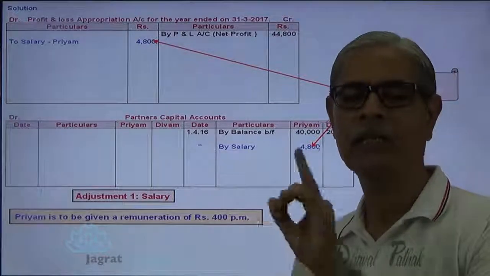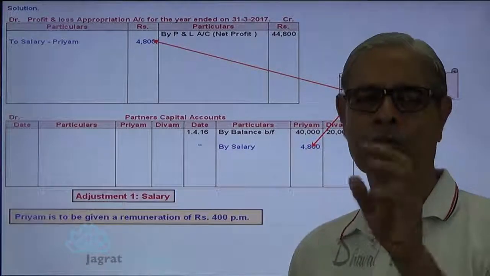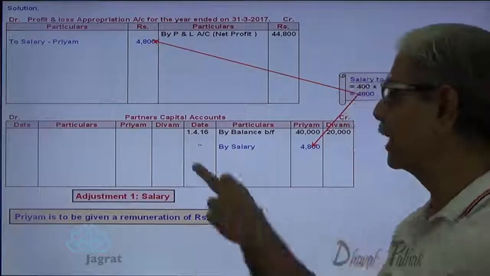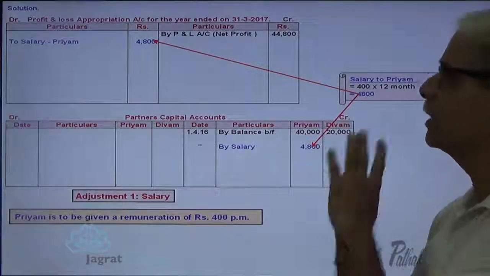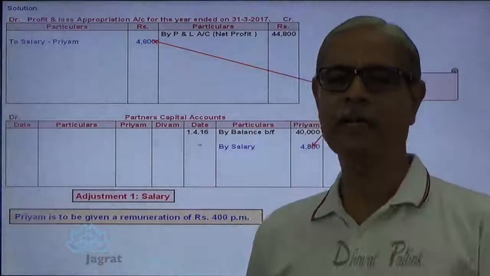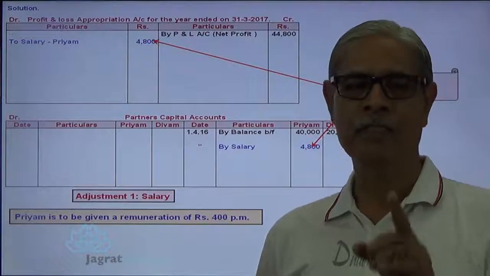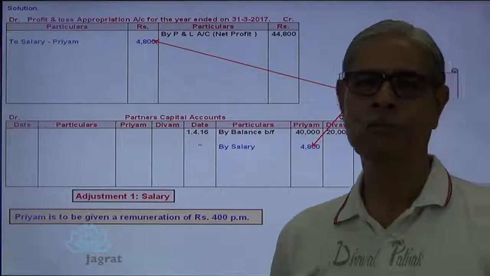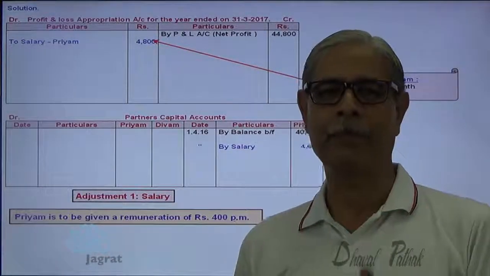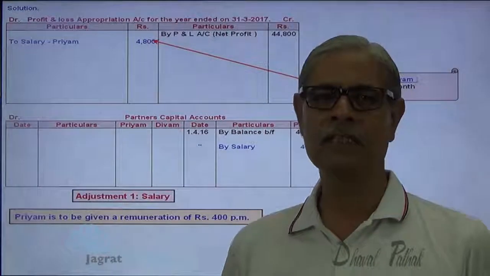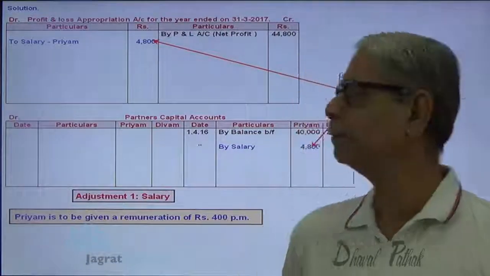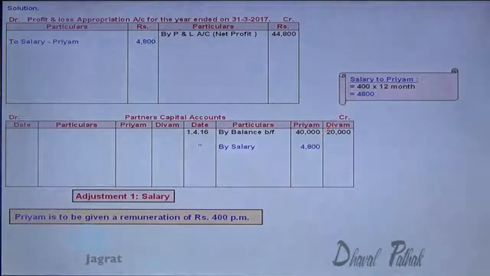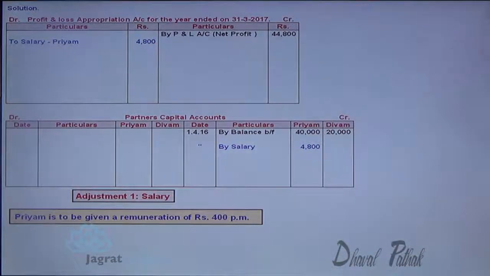So profit to be given to Priyam is debited to profit and loss appropriation account and credited to Priyam's capital account. If I want to write down the journal entry, salary to Priyam account debit to Priyam capital account credit, profit and loss appropriation account debit to salary to Priyam account. This is how journal entries could be recorded. Now, after this first adjustment is done, look at the second one.